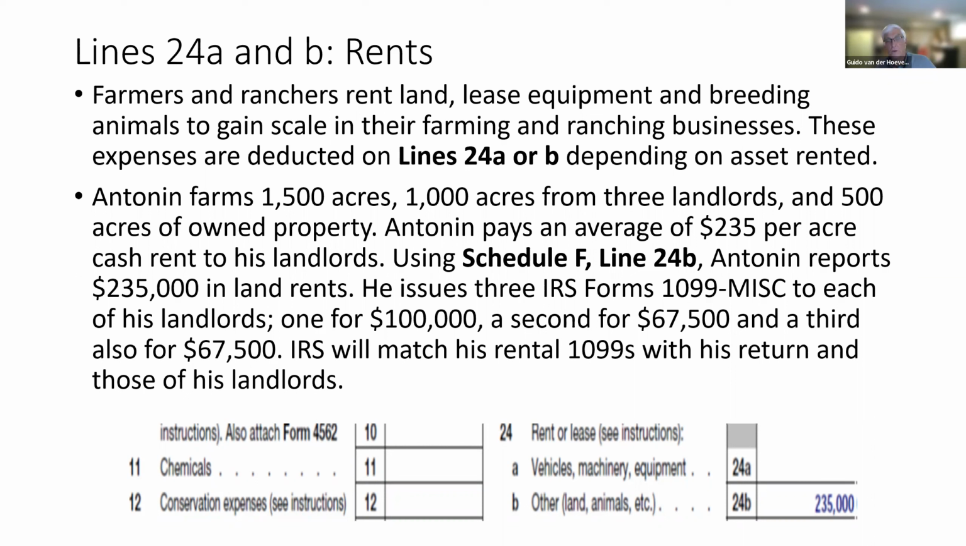Now he's got 3 landlords, so he's going to issue a 1099 miscellaneous and put the amount in the rent box of the 1099 miscellaneous: $100,000 for one, and then he's going to have 2 $67,500 1099s for landlord 2 and landlord 3. IRS is going to match the rental 1099s with his return and also those with his landlord, but he's going to report on line 24B, as you can see there on the screen, the full $235,000.